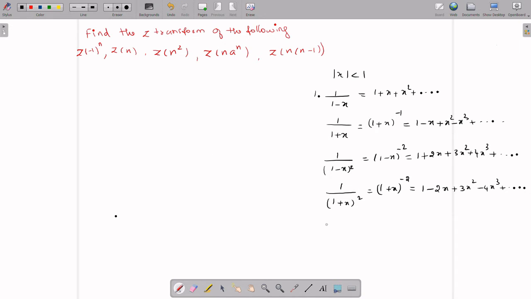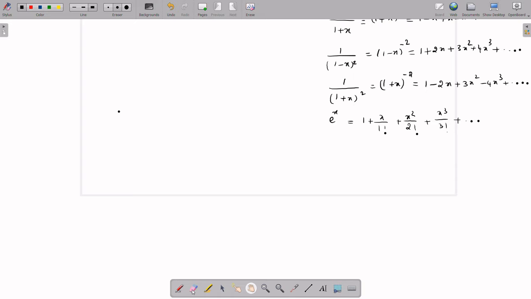Next one is e power x. Expansion of e power x is 1 plus x by 1 factorial plus x squared by 2 factorial plus x cube by 3 factorial plus etc. When you remember these formulas, when you are doing problems, it will be very helpful to you.